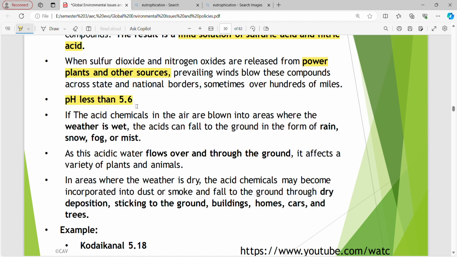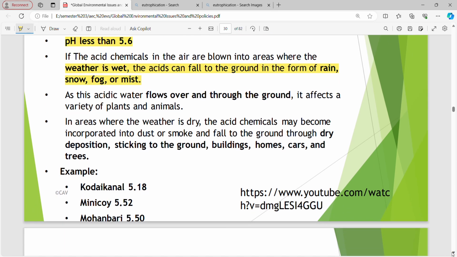If the acid chemicals in the air are blown into areas where the weather is wet, acid can fall to the ground in the form of rain, snow, fog or mist. We know the case of Delhi, right? It is an example. As the acidic water flows over and through the ground, it affects a variety of plants, animals, even humans. So this is the condition when the weather is wet. And what happens when the weather is dry? It may become incorporated into dust or smoke and fall to the ground through dry deposition, sticking to the ground, buildings, homes, cars and trees.